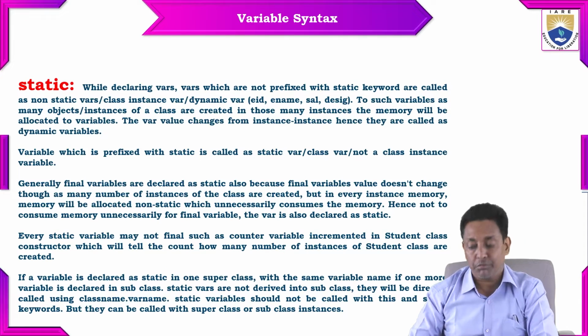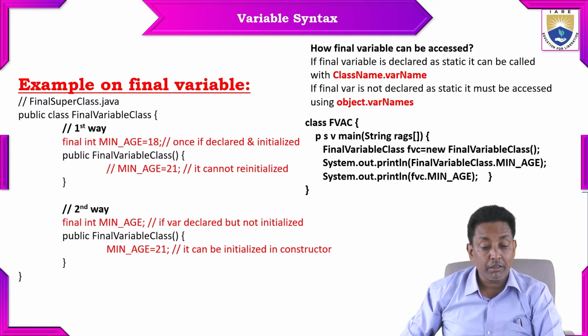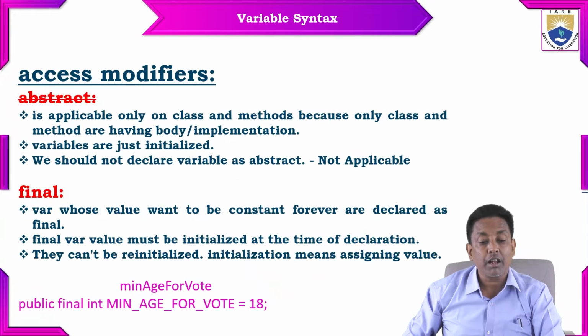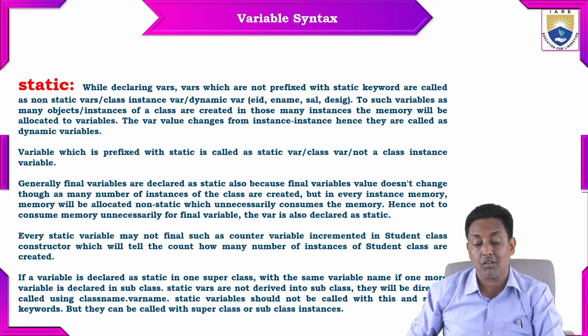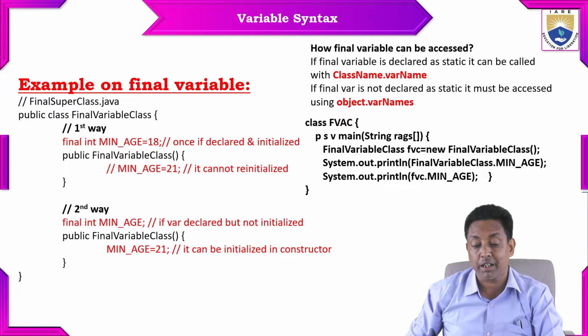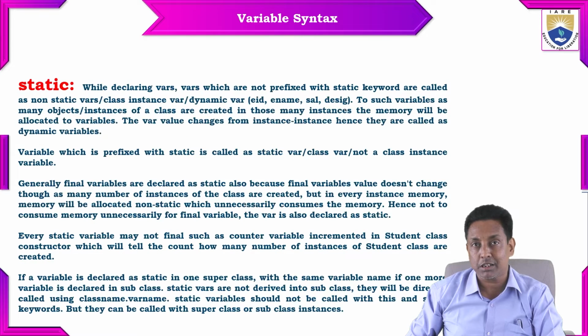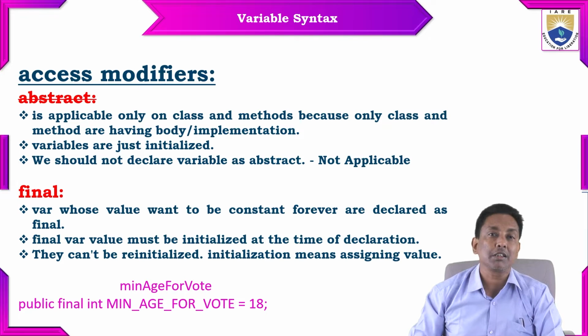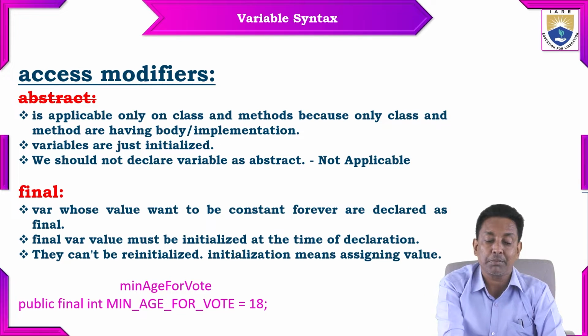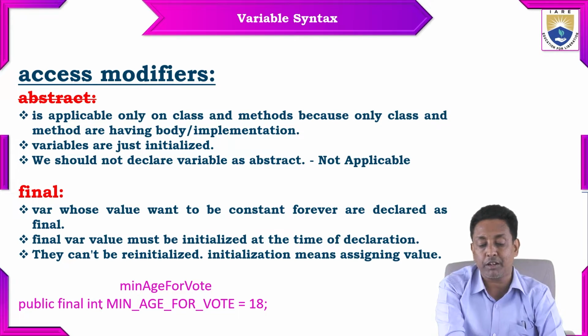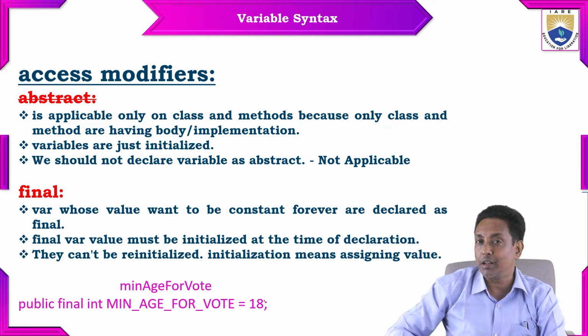I'll discuss static and transient later on. Here I'm showing one example on how many ways we can initialize a constant variable. If you declare a constant variable, it is declared as public, access specifier, modifier, data type, variable name, is equal to value.